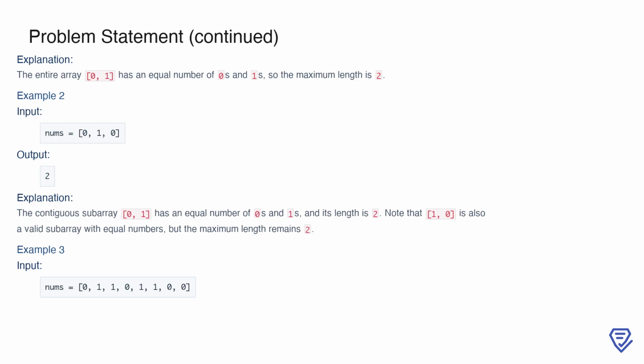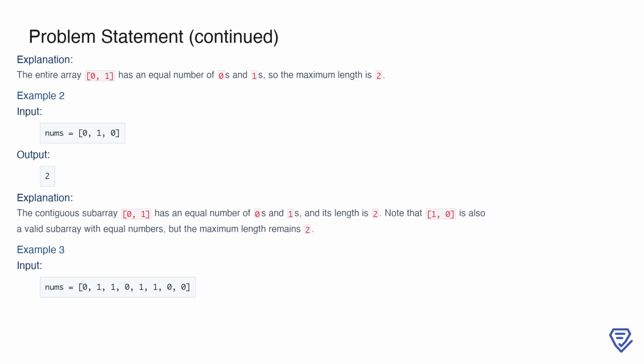Now, let's look at another example. If nums is 0, 1, 0, the output would still be 2. This is because the contiguous subarray 0, 1 satisfies the condition of having an equal number of zeros and ones, and its length is 2. While 1, 0 is another valid subarray, the maximum length remains 2.